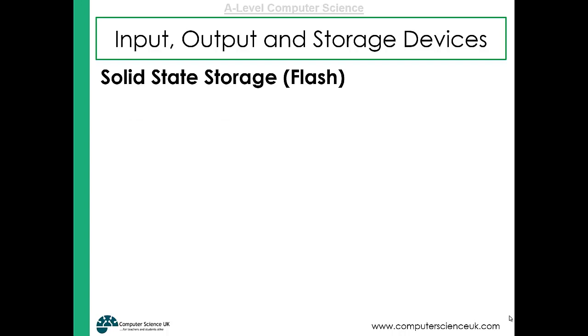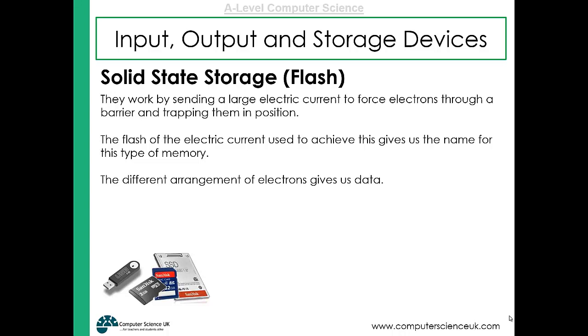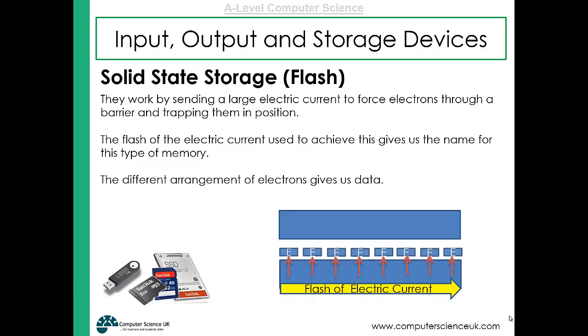We've got solid state storage as well, also known as flash technology. These work by sending a large electrical current to force electrons through a barrier and trapping them in position. The word flash comes from the idea that you're flashing an electrical current through this device, so that we can push these electrons into position and give us our data. The different arrangement of these electrons gives us our data. So here are our barriers. We've got a flash of electricity, and the electrons are pushed and trapped into a certain arrangement to give us our data.